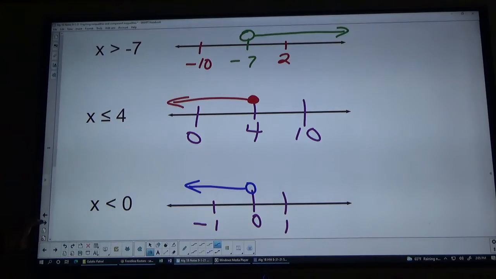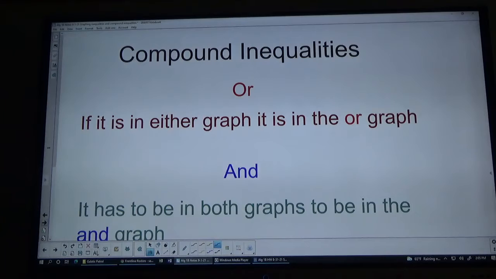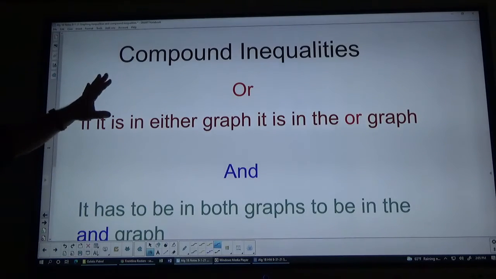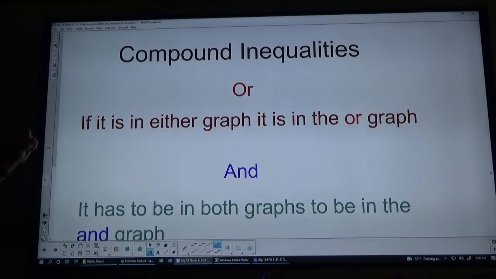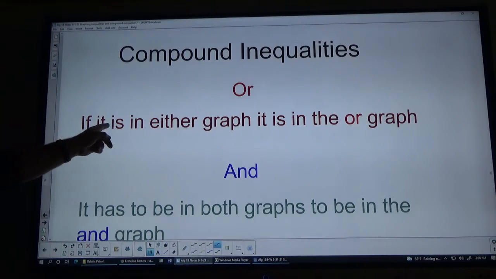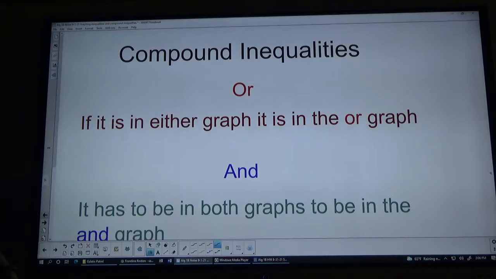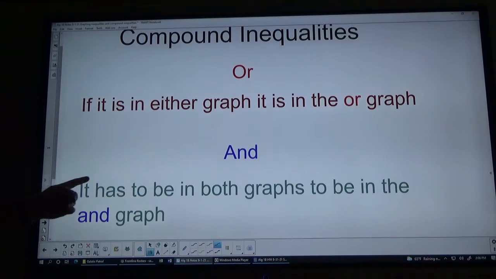The other day we solved inequalities. This is graphing them. So now if you are working with compound inequalities, and you'll see what they look like here, if it's got an or, if it is in either graph, it's in the or graph. You'll see what I mean in a minute. For an and, it has to be in both graphs to be in the and graph.